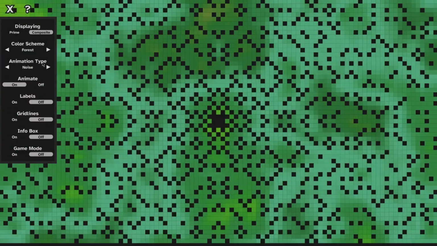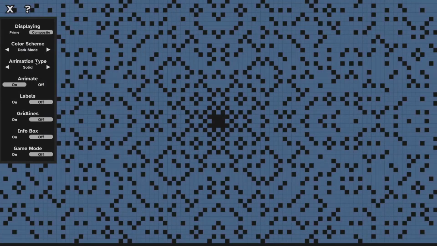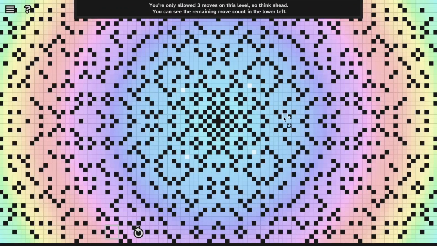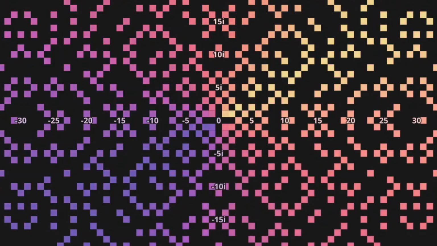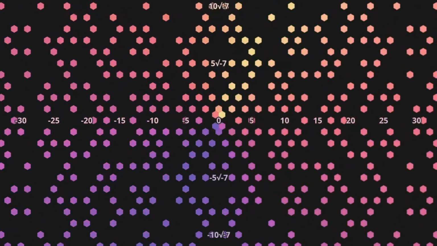Here is cotton candy spiral, forest noise, and dark mode solid. One of my favorite features is the game mode that lets you jump around and interact with the numbers. And it has a bunch of different levels with puzzles to solve. And stay tuned, because I'm working on a tool that will display a bunch of other kinds of primes as well.